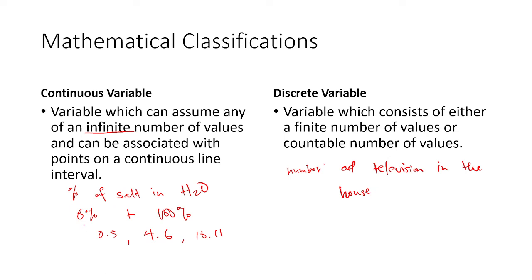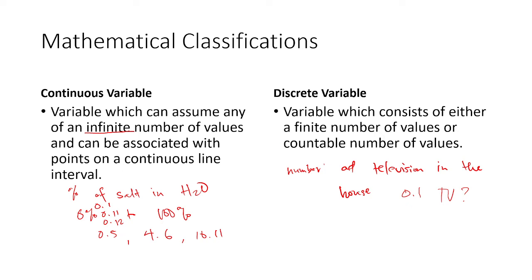Kasi kung isipin nyo, kung nag-start ka mismo sa 0, pwede ka magkaroon ng value ng 0.1. Pwede ka magka-value ng 0.11. Pwede ka magka-value ng 0.12, 0.13, 0.113, 0.115, 0.116, and so on and so forth. Hindi pa tayo lumalampas ng 1 nun. Puro 0 point pa lang yun. Kung isipin nyo, yun yung definition natin ng continuous variable. So, paano yung sa discrete? So, tanongin ko kayo, pwede ba kayo magkaroon ng 0.1 na TV? Or 0.2, 0.5? Di ba wala namang ganon?